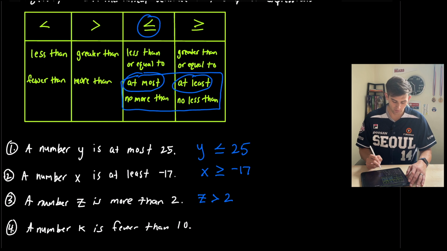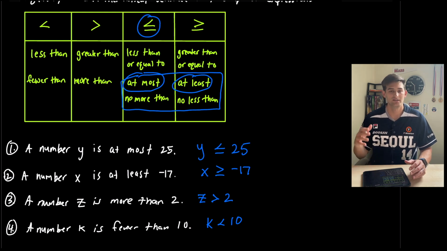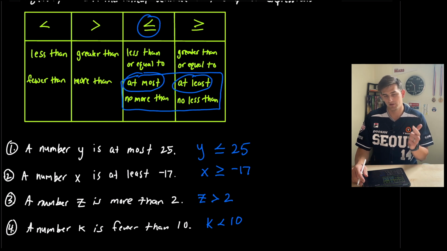And our last one, number four, a number k is fewer than 10. So k is fewer than 10, k is less than 10. Okay, so that's a little bit about inequality symbols: less than or equal to, and greater than or equal to, and how to write an inequality from a sentence.